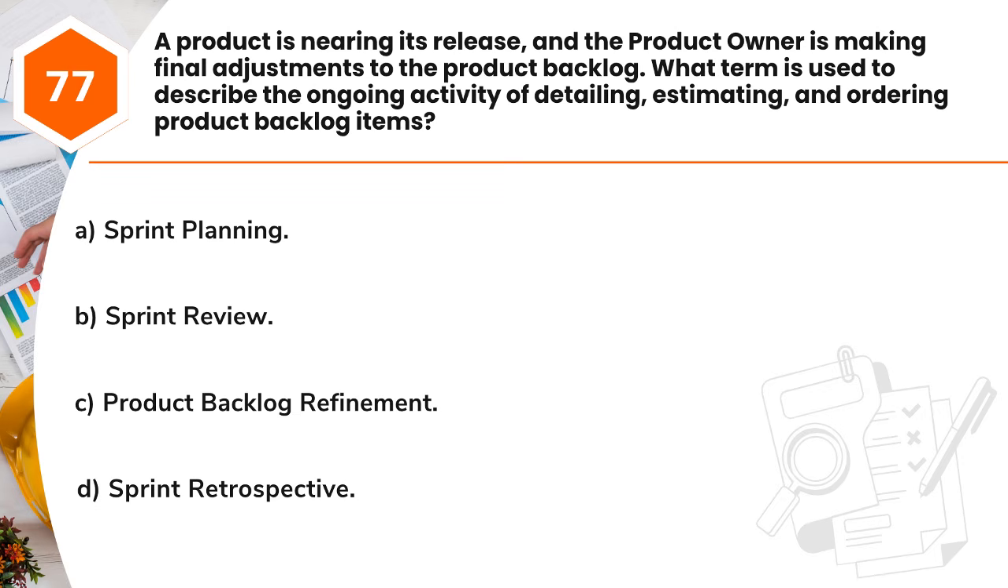Question 77. A product is nearing its release, and the product owner is making final adjustments to the product backlog. What term is used to describe the ongoing activity of detailing, estimating, and ordering product backlog items? A. Sprint planning. B. Sprint review. C. Product backlog refinement. D. Sprint retrospective.